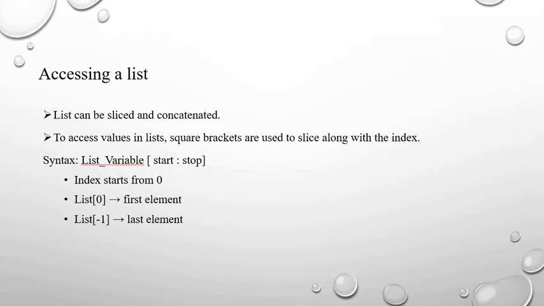How to access a list? We can access the elements by index values. A list can be sliced and concatenated. The negative index starts from -1, that is the last element, and the first index value is 0.